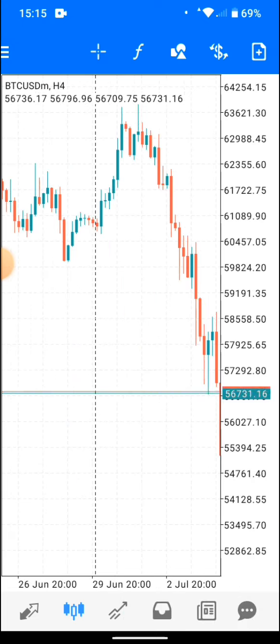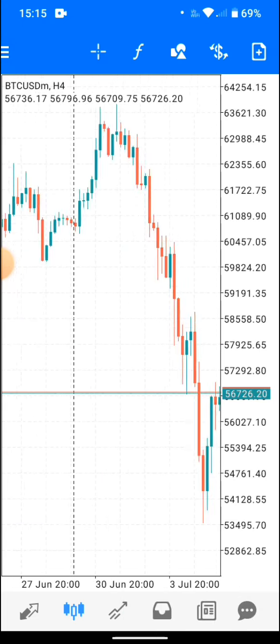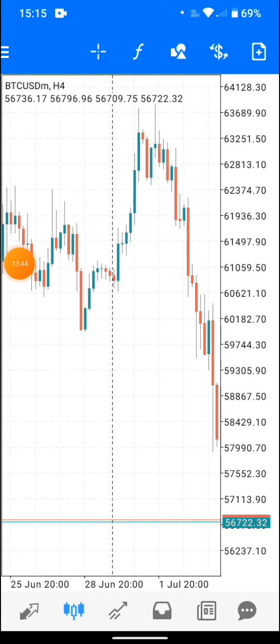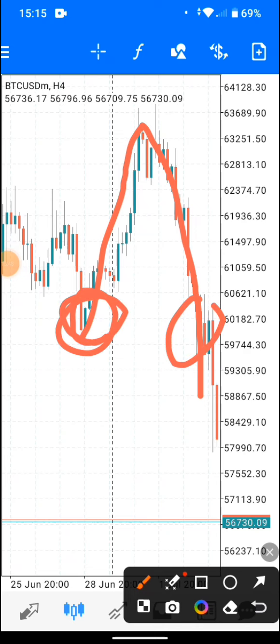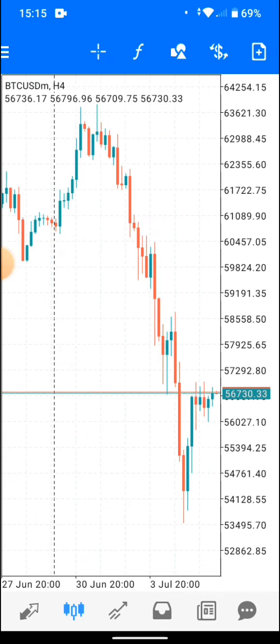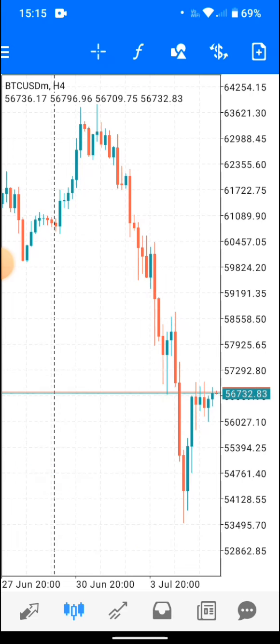You see, the market was ranging until now. We have another low here again. So after this low, what happened? The price broke our recent low, and what happened? The market dropped to the downside immediately.